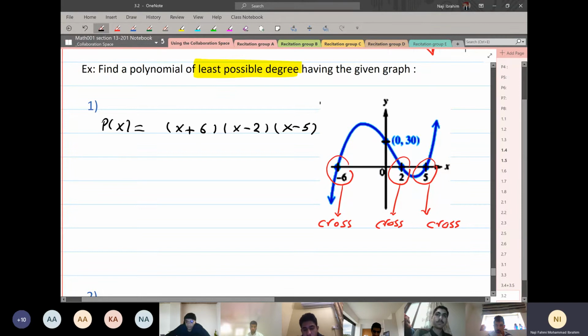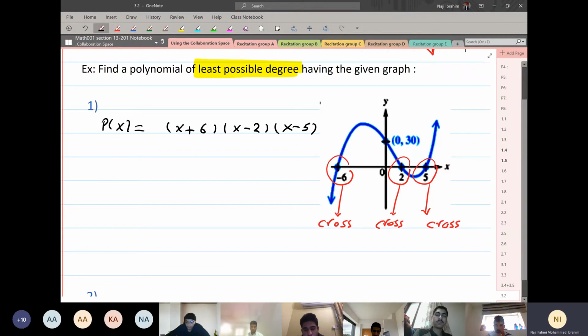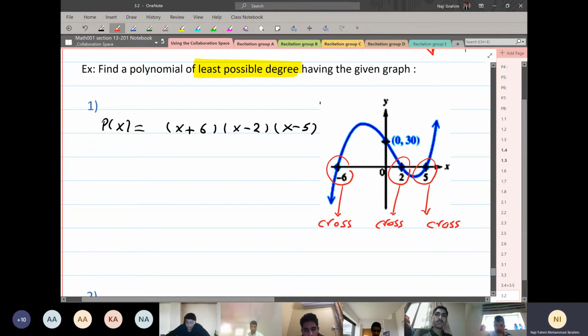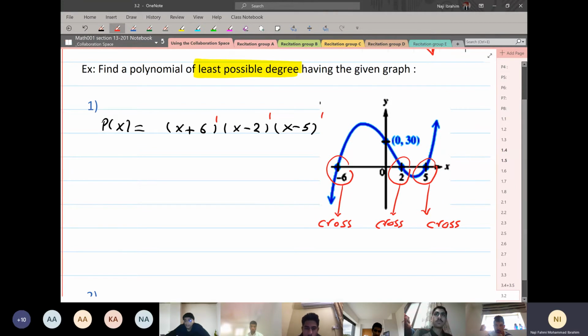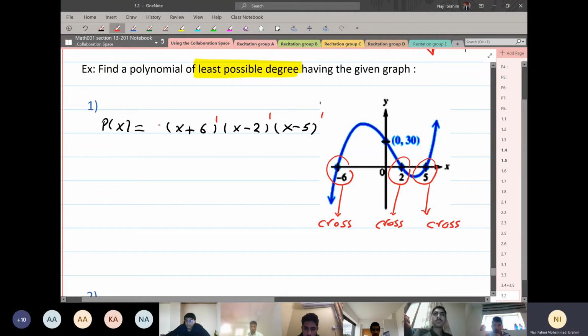And since the behavior around all the zeros is a cross, the power of each bracket should be what? Should be 1. Now we are missing only one thing. Yes. What are we missing now? We are missing the leading coefficient. I have to multiply by a. This a is what now? The leading coefficient.